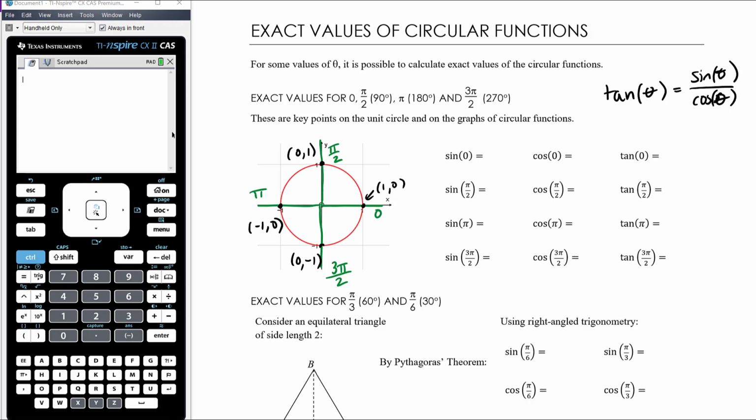Okay, so let's work our way around the circle. So let's think about at an angle of 0. So sine of 0 means the y coordinate at an angle of 0. So we can see that is 0.